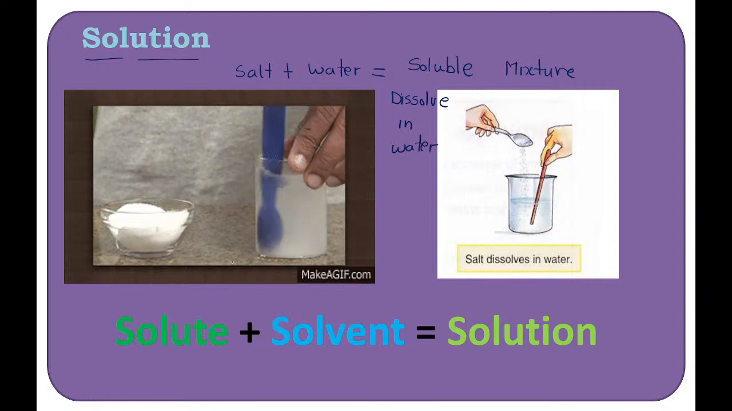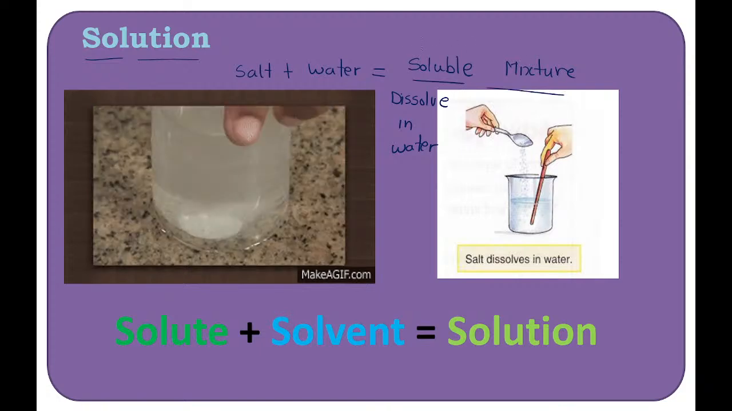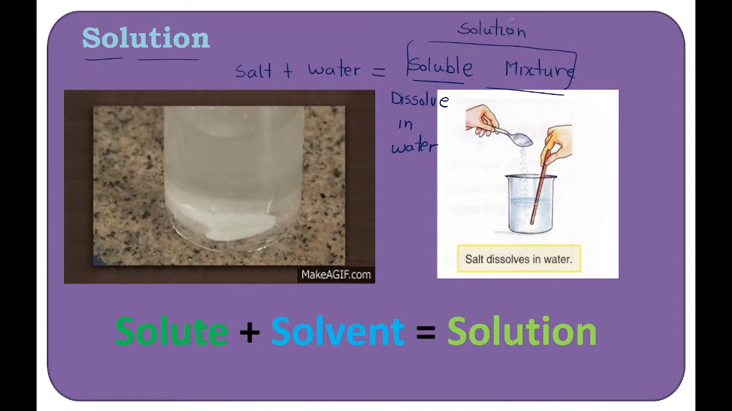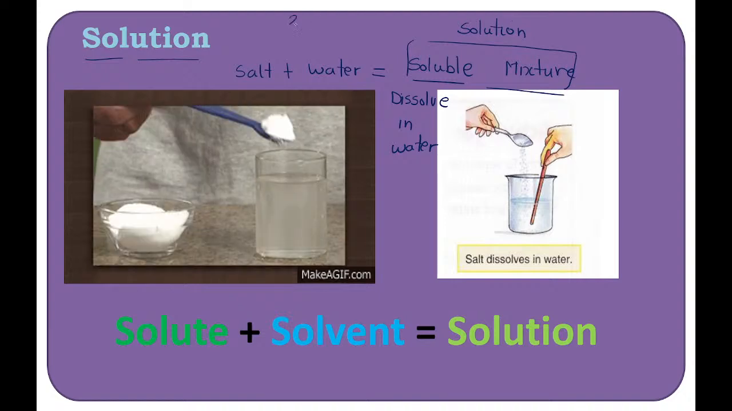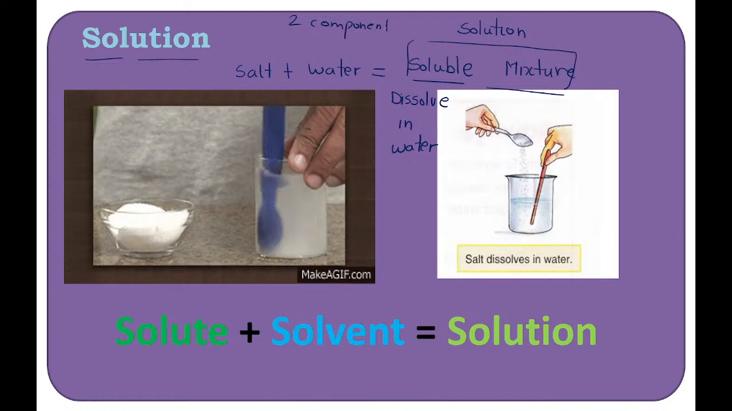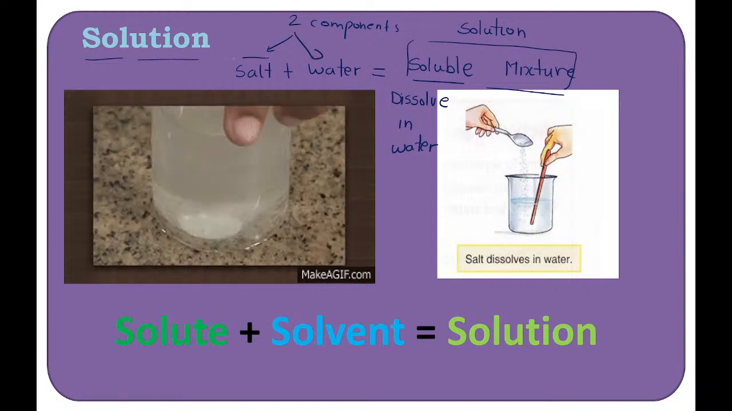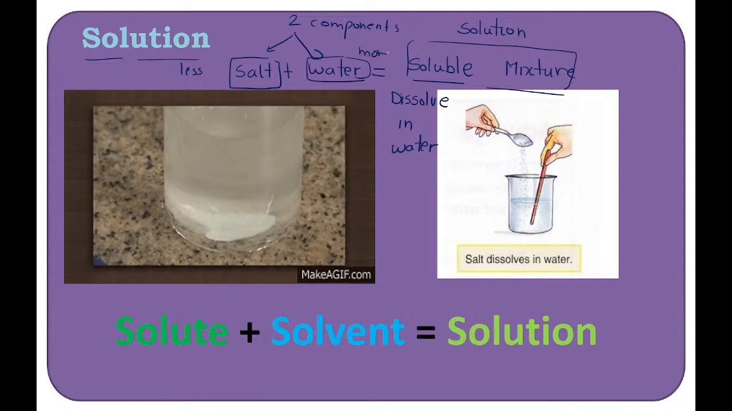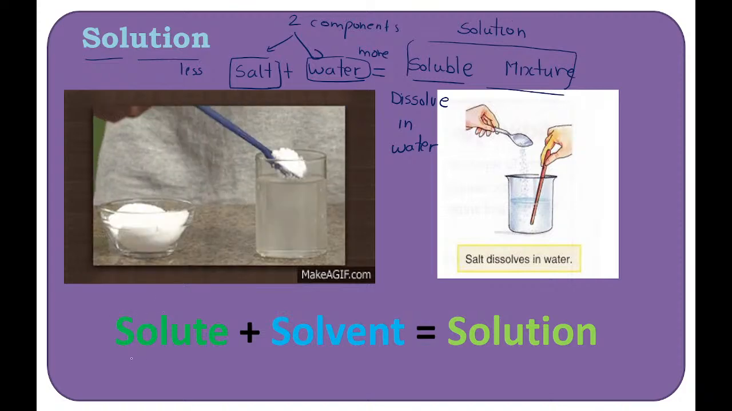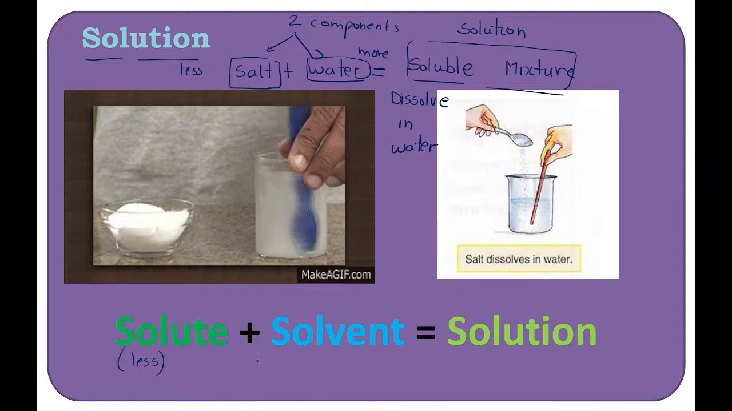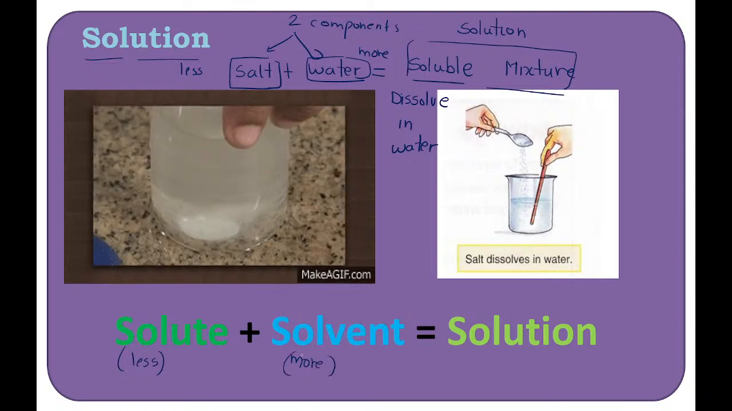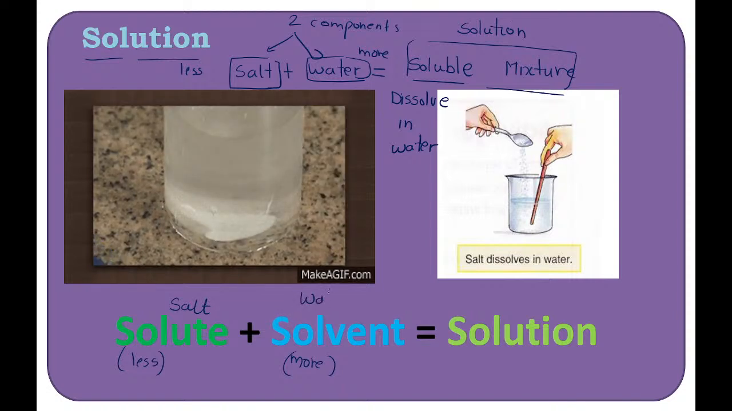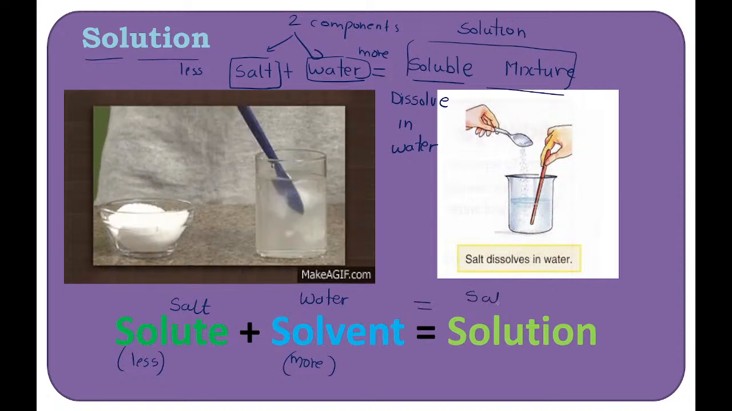So here, what is a solution? The mixture that you get is called a solution. What is it called? Solution. A solution is made up of two components. Here the two components are salt and water. But the salt is present in less amount, whereas the water is present in more amount. The component present in less amount is called the solute. The component present in more amount is called the solvent. So salt is the solute, whereas the component present in more amount is called the solvent, and you obtain a salt solution.